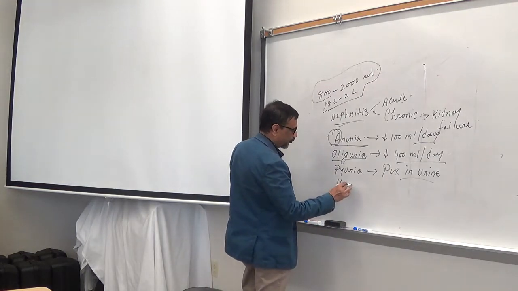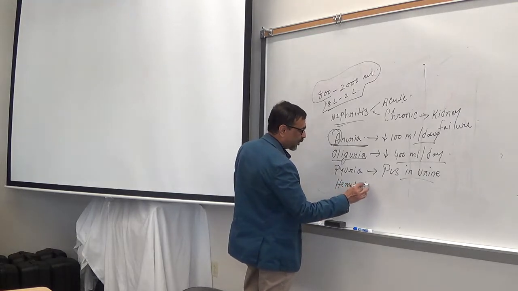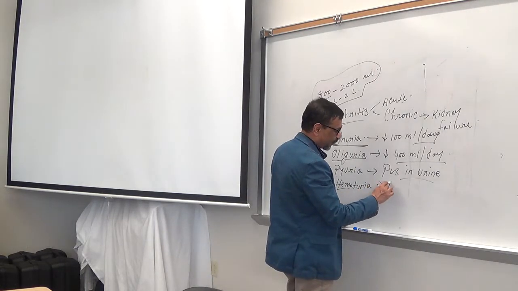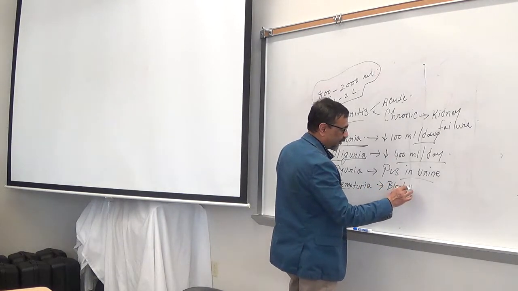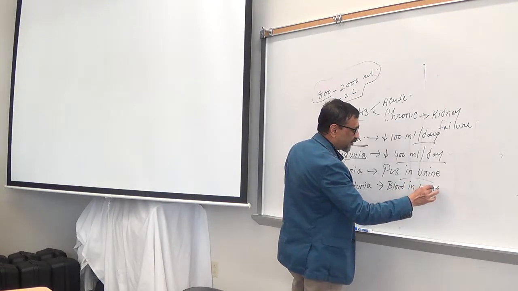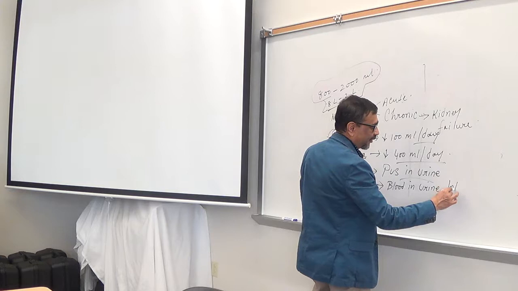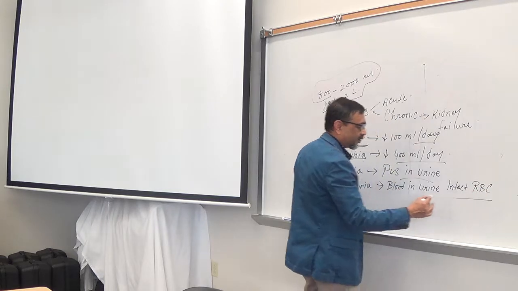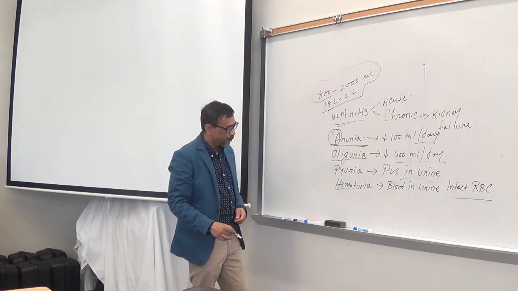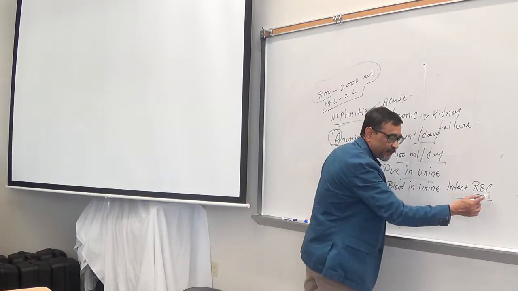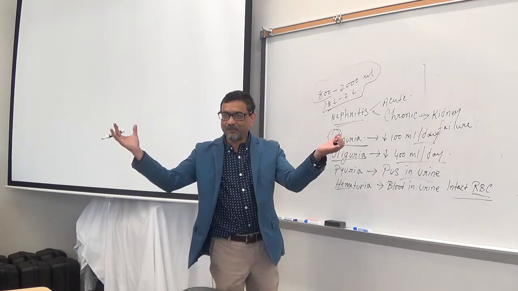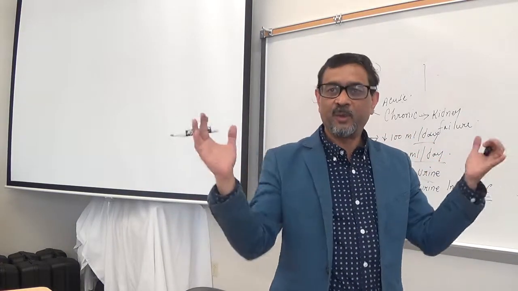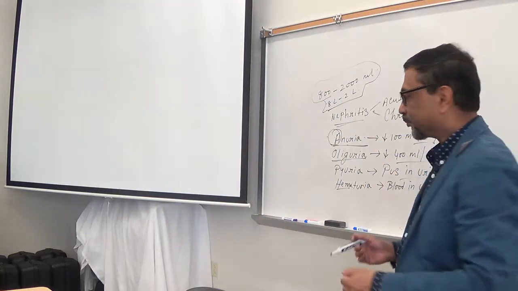Hematuria. Have you heard these words? Anybody? Blood in urine. In this case, we see intact red blood cells, hematuria, intact RBC in the urine. Okay. If you see broken red blood cells, that means hemoglobin comes out from the red blood cell. That is called hemoglobinuria. Hemoglobin in the urine.